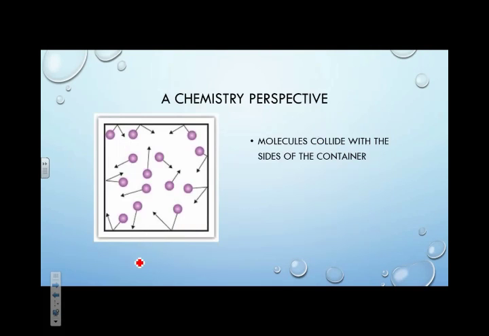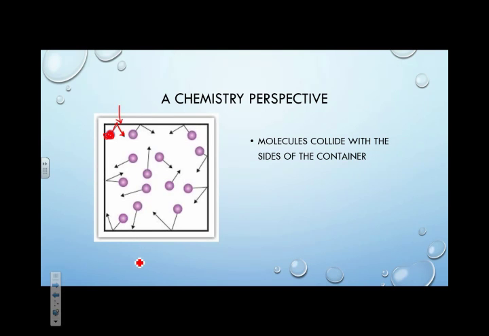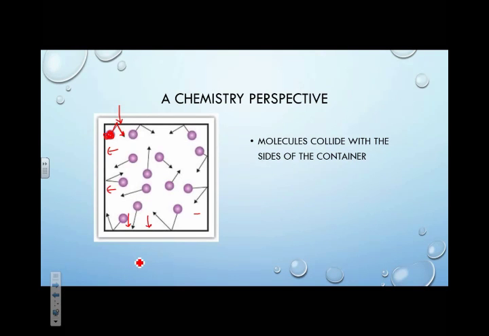From a chemistry perspective, pressure comes from molecules hitting the sides of the container that they're in. And so you can see these purple particles over here, and they're bouncing into the sides of the container and then bouncing back. And so the container is essentially feeling the force of all of these molecules hitting the sides of it.